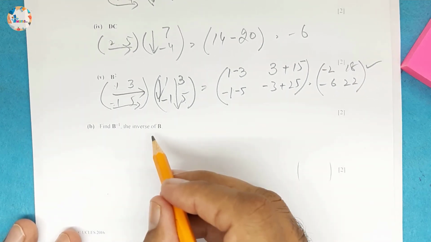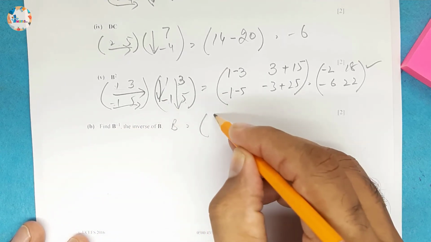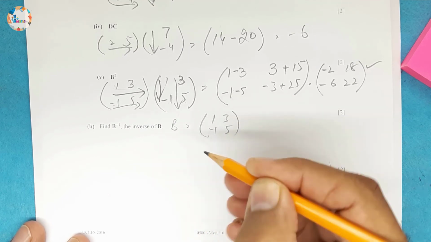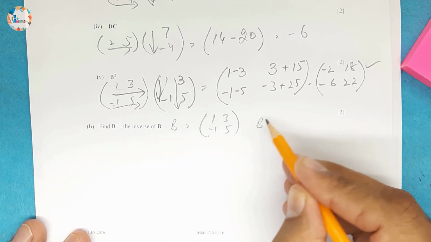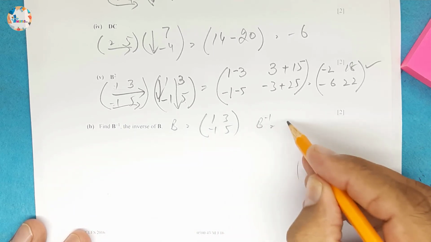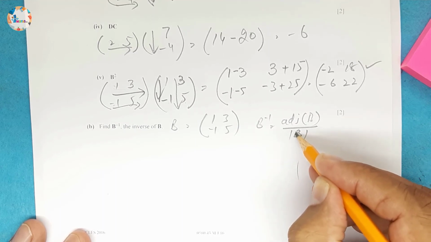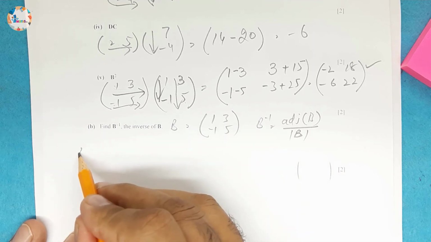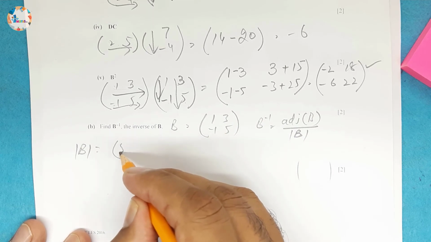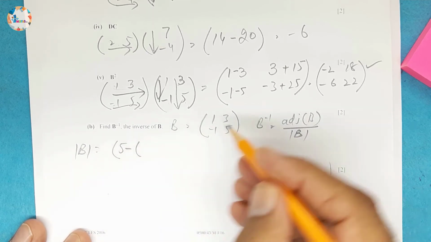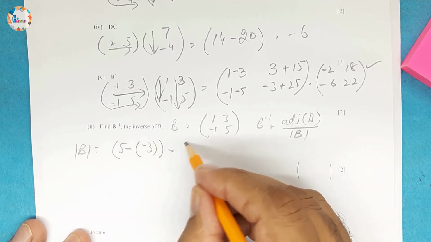Then find B inverse of B. B is given, B is equal to 1, 3, minus 1 and 5. So we need to find the mod. First we know the formula: B inverse is equal to adjoint of B over B mod. So we need B mod. B mod will be equal to this multiplied by this, which is 1 into 5 will be 5, and minus this multiplied by this will be minus 3. So this will be equal to 8.